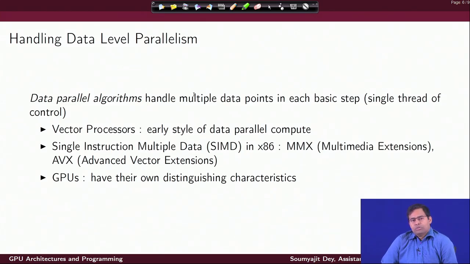Typically, there can be several examples of graphics workloads, multimedia computation, and several other example workloads which fit nicely into this notion of data parallel algorithms. And coming to the way they can be handled in hardware, of course, to handle such algorithms we require hardware processors that have the capability to exploit this parallelism, right?